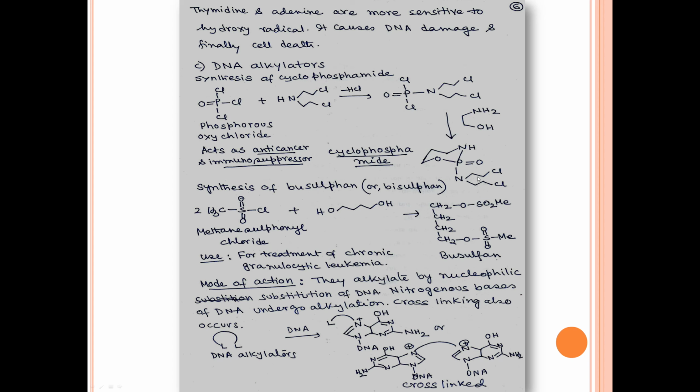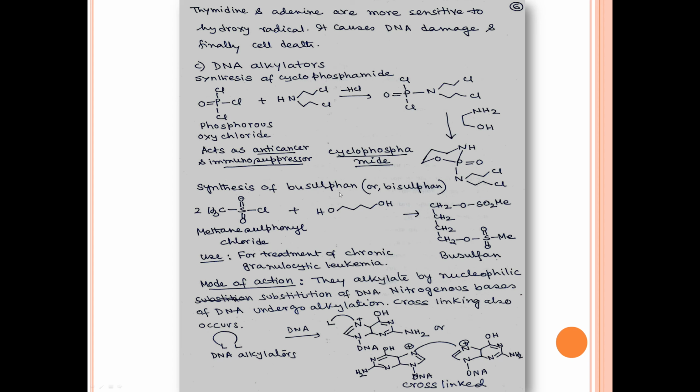As a result of this, we will be getting cyclophosphamide. Now what is the mode of action? It acts as an anti-cancer agent and immunosuppressor. Busulfan is another molecule under this category, a DNA alkylator. Cyclophosphamide is a phosphorus containing molecule.